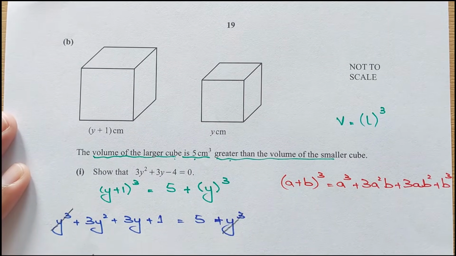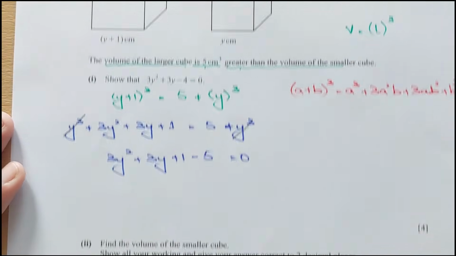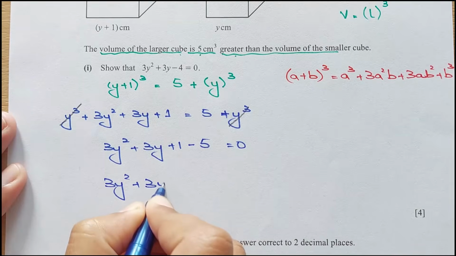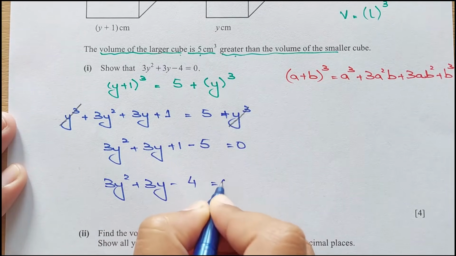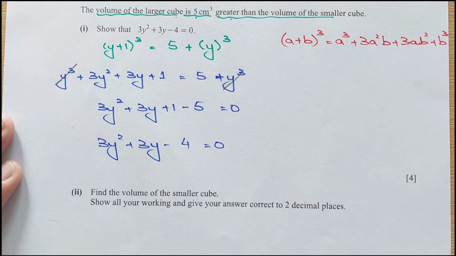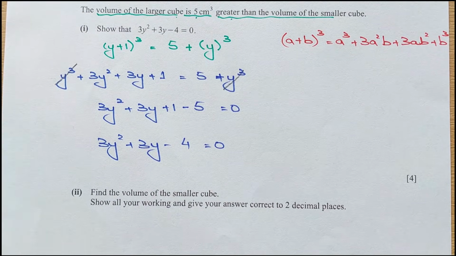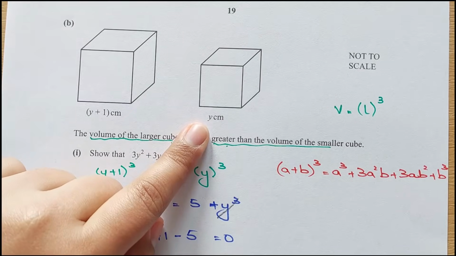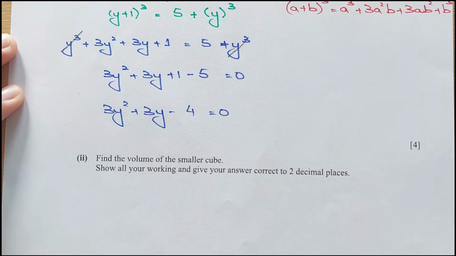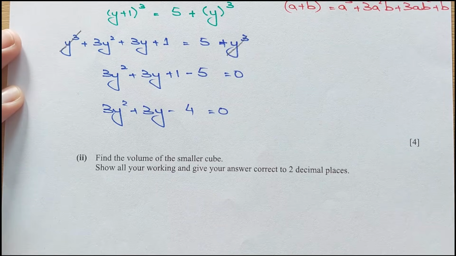Now simplify. 3y square plus 3y plus 1 minus 5 equals 0. And from here we have 3y square plus 3y minus 4 equals 0. We showed this is exactly the same, right? Now for the second part, find the volume of the smaller cube. The volume of the smaller cube is y cube, right? Show all your working and give your answer correct to 2 decimal places.